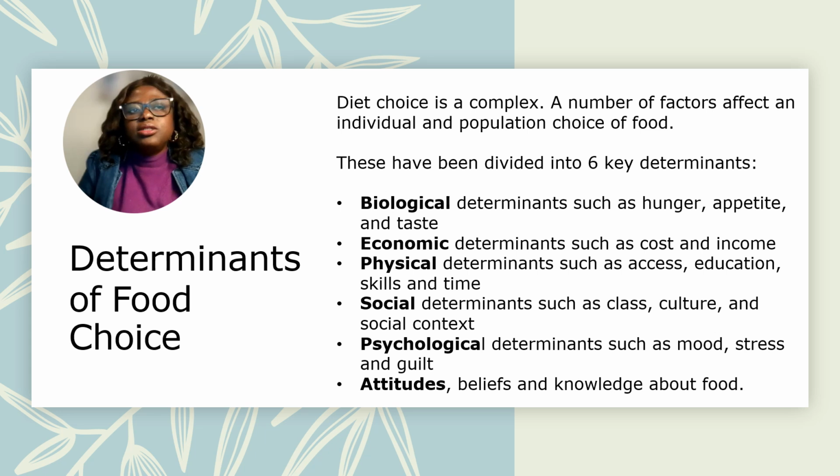All right, determinants of food choice is also very important for us to consider because what people are eating is what is affecting their health. We all know an eating episode is very complex. There's a number of factors that will make a person choose a particular food over another. So these are six key determinants that have been studied.